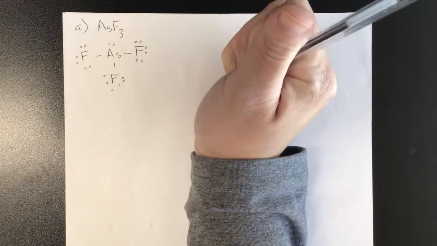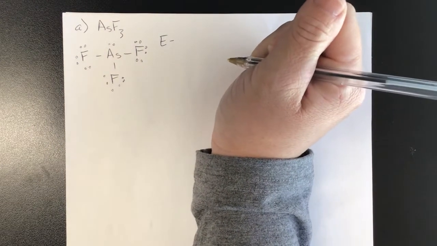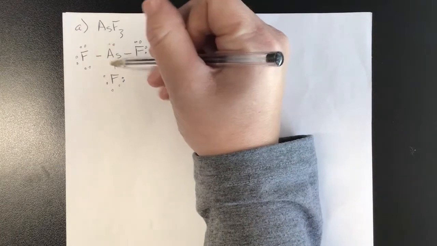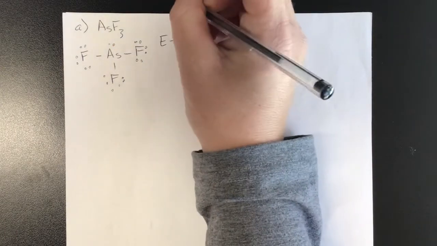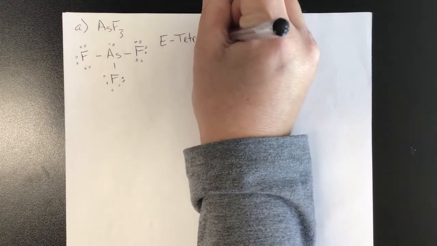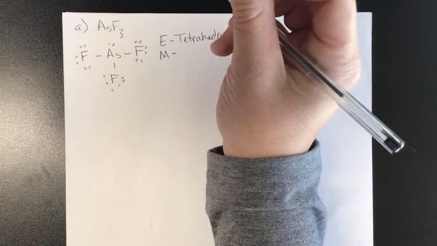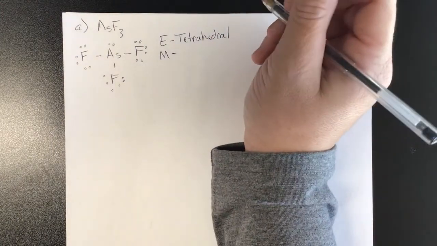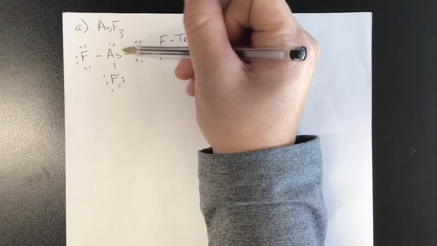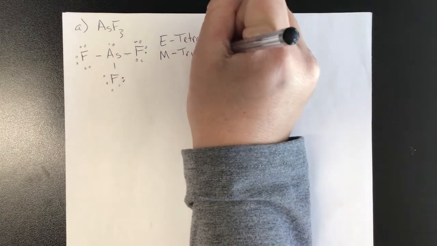Okay, so remember with the electron domain geometry, we're just looking at how many things we have around the central atom. So we've got 1, 2, 3, 4 domains around the central atom. So that's going to be tetrahedral. And then for the molecular geometry, we're looking specifically at bonding domains and non-bonding domains, which are lone pairs on the central atom. So here we have 3 bonding, 1 non-bonding. So it's going to be trigonal pyramidal.